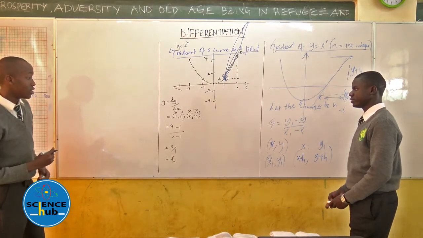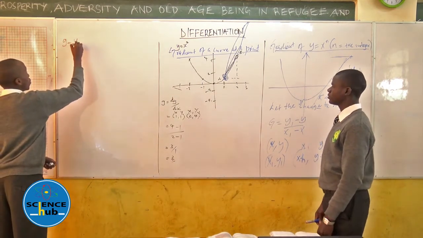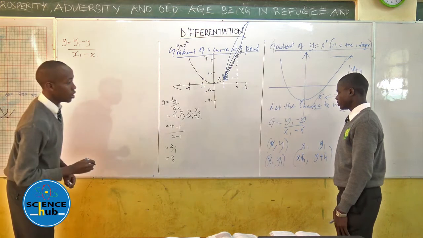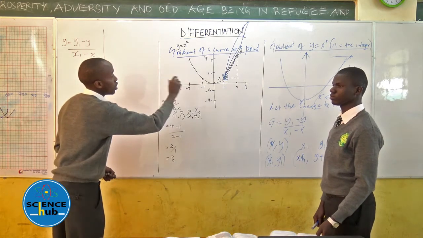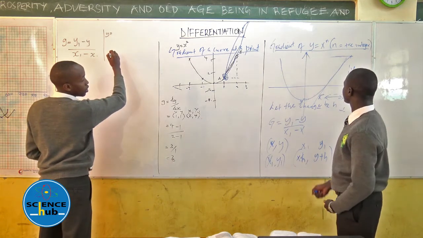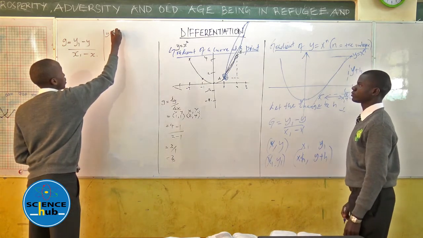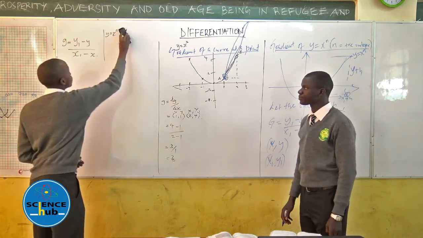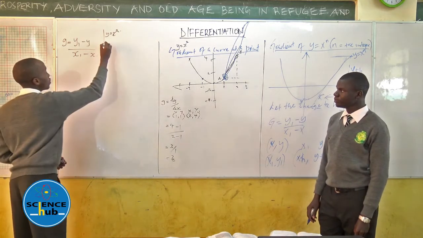As my friend has just said, you're looking for the gradient, and the gradient you've seen is y1 minus y over x1 minus x. Let us just put some details over here. Let us say y is x^n, and for example, let us take n to be 2.